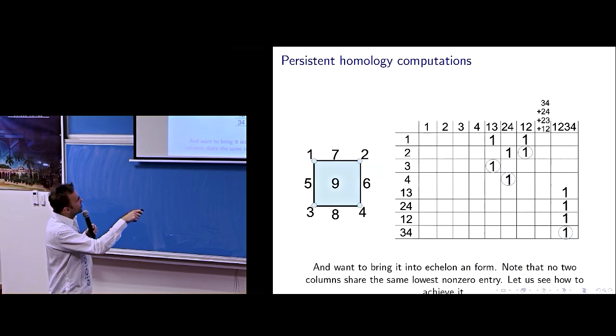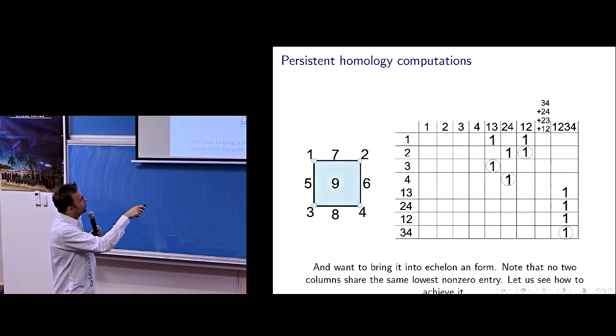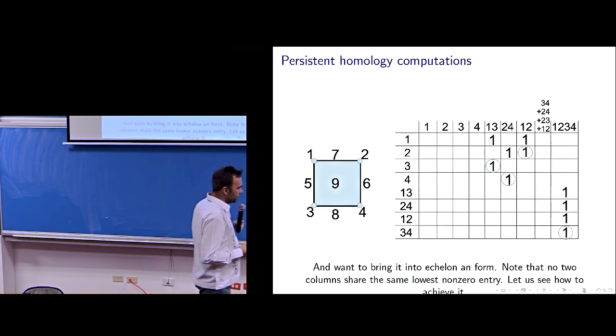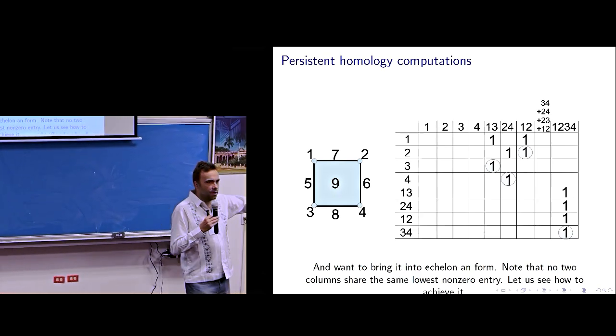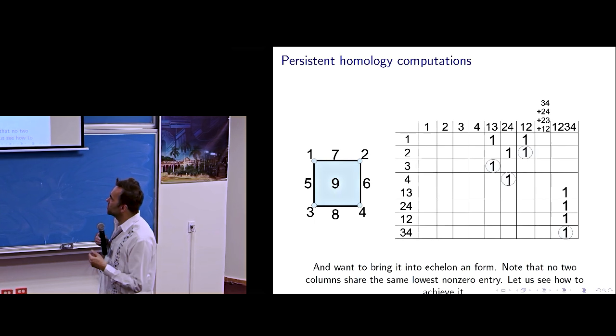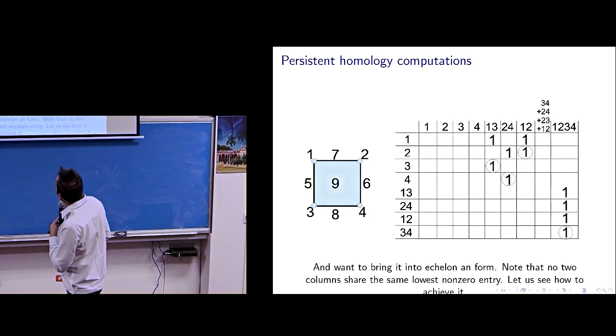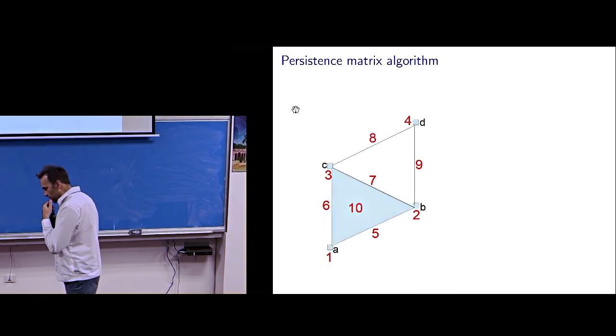But if you look at the lowest non-zero entry of every column in the reduced matrix, which is this element over here, this element, or that element, they are unique. So there can be at most one lowest non-zero entry in every row in the reduced matrix, and this is what we are going to achieve by doing a version of a Gaussian elimination or Gaussian reduction.